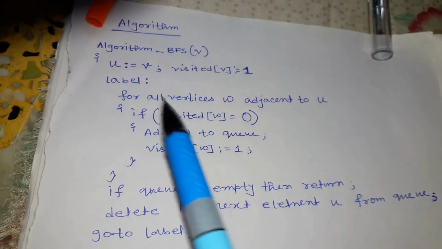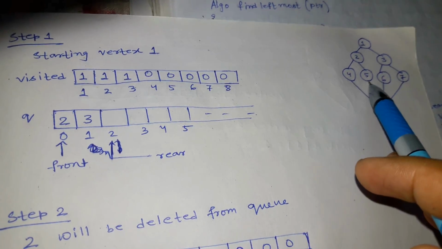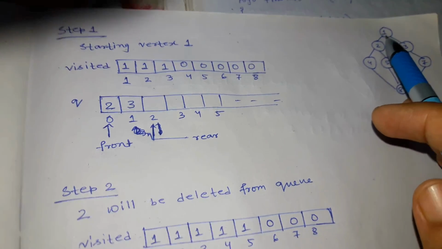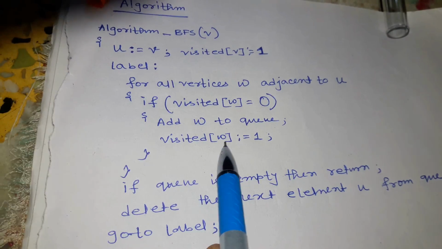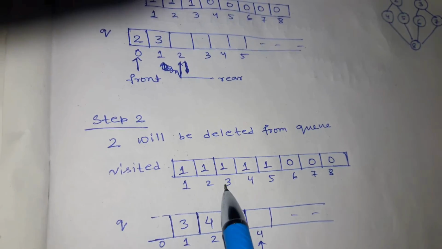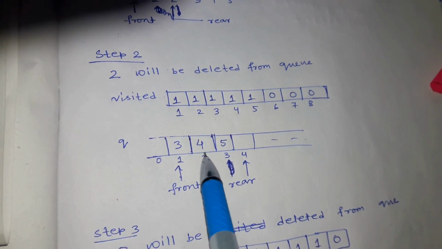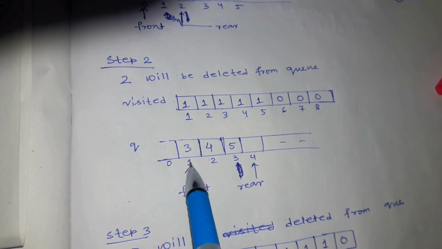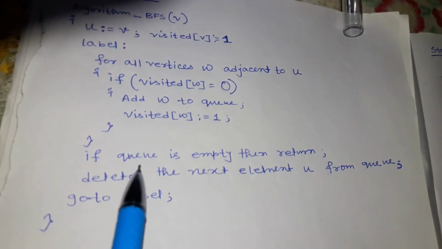See the next part. For all vertices W adjacent to U, now U equals 2. For 2, the adjacent vertices are 4 and 5 and 1, as 1 has already been visited. And 4 and 5 will be added to Q, and visited[4] and visited[5] will be 1. So see here, at step 2, visited[4] and visited[5] have been set to 1, and 4 and 5 have been added to the Q, and rear is now 4 and front is 1. And as front is not equal to rear, means Q is not empty.